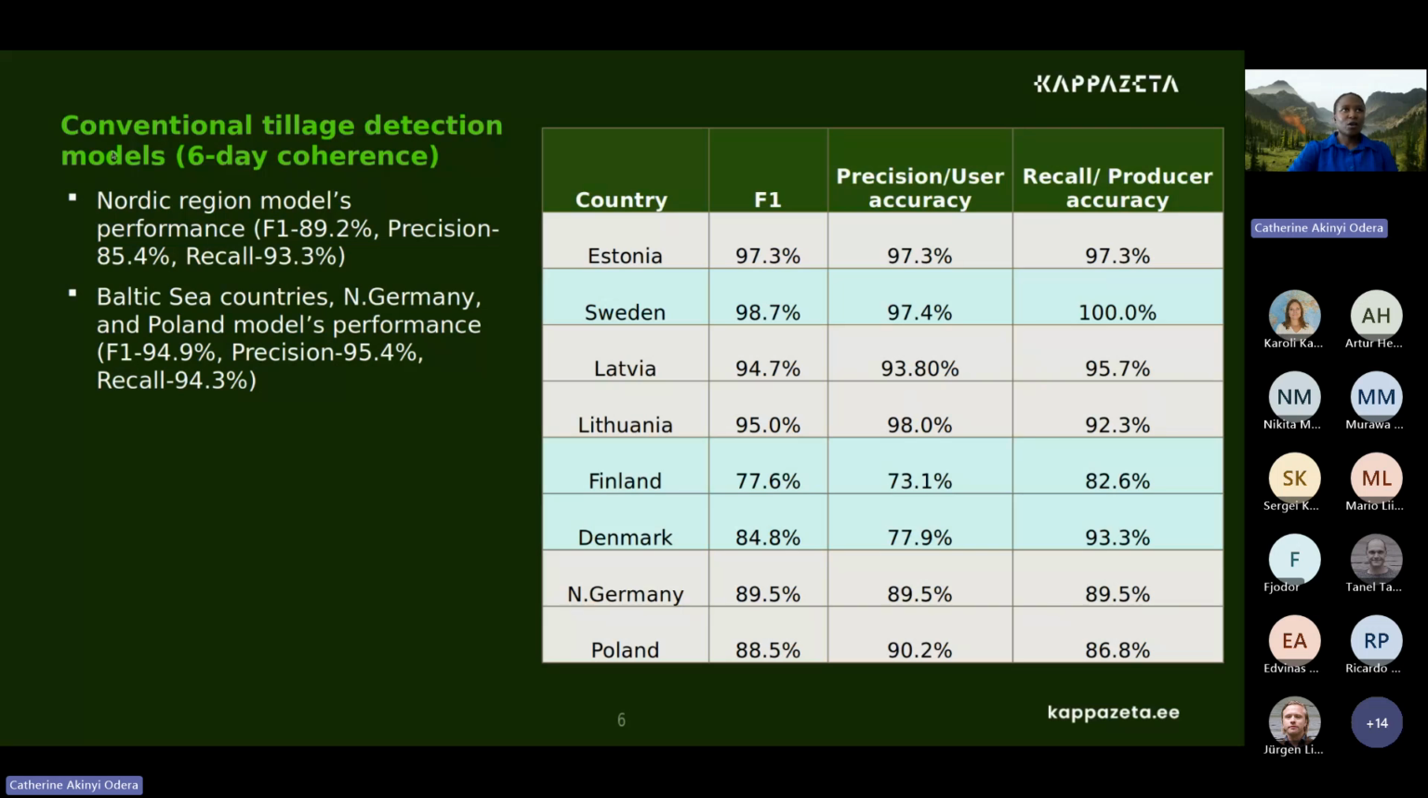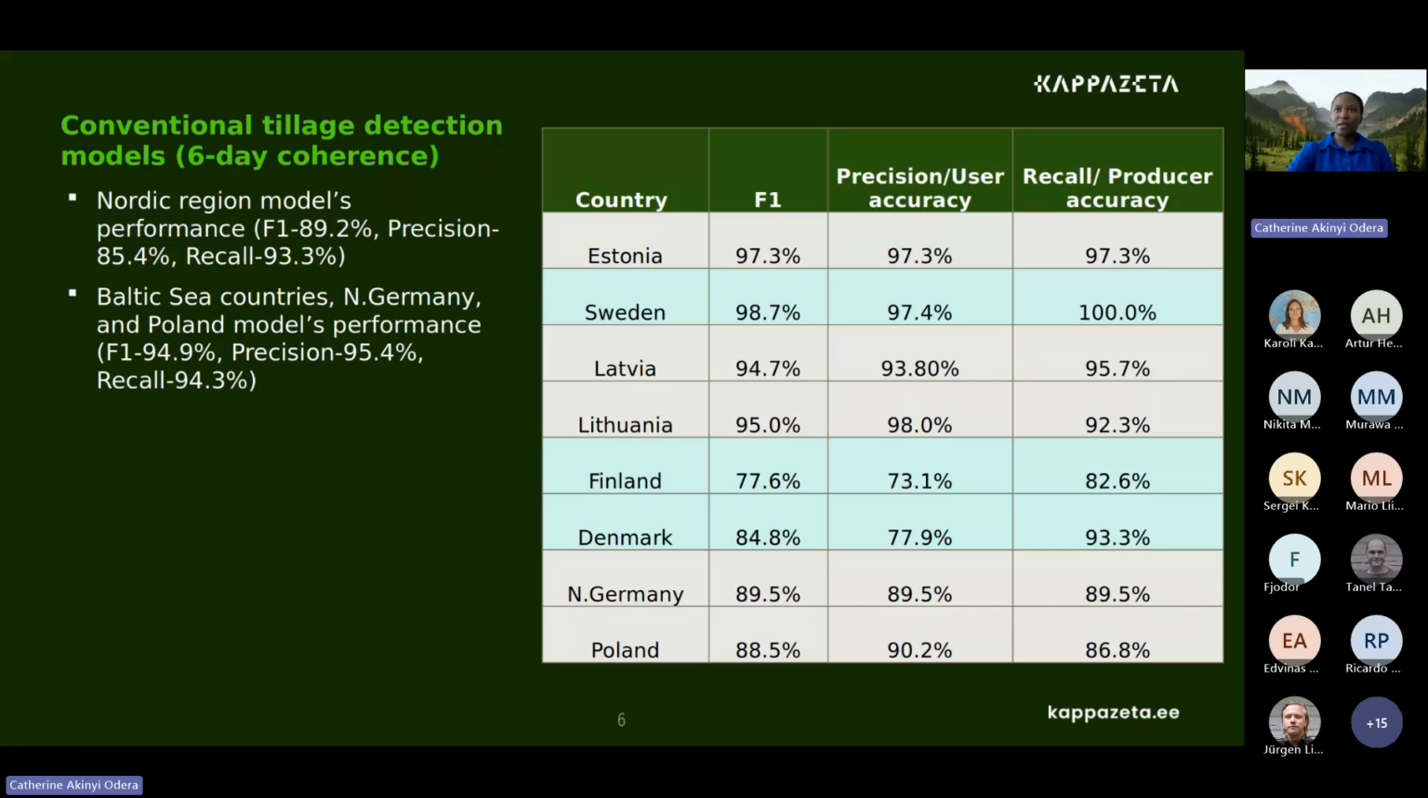So we'll start talking about the conventional tillage detection model and the results that we obtained under this model. In this case, we tried generating a single model for the whole of the Baltic Sea region, but then the performance of the model wasn't really good. And so we tried to split the countries into two regions. So we had the Nordic region model, and then we had another model for the Baltic Sea countries and Northern Germany and Poland as one.